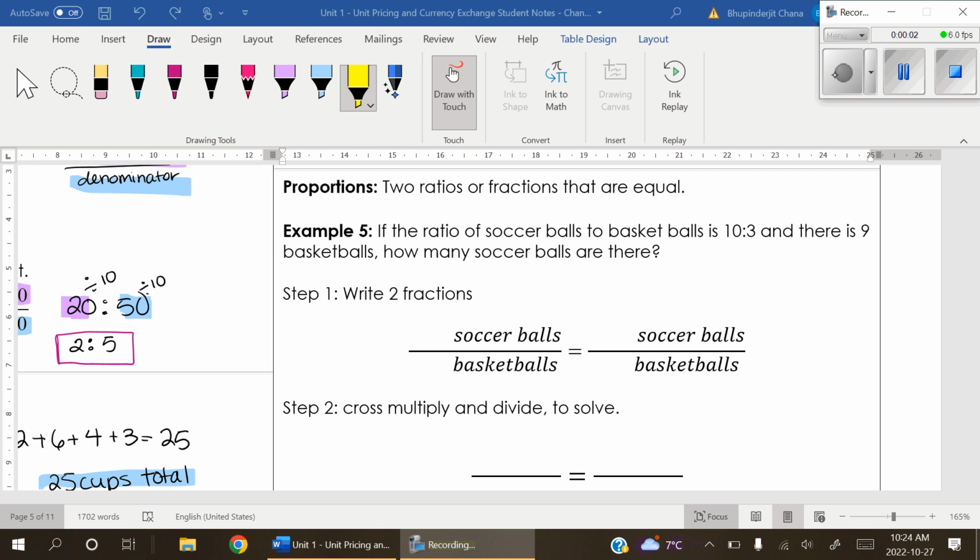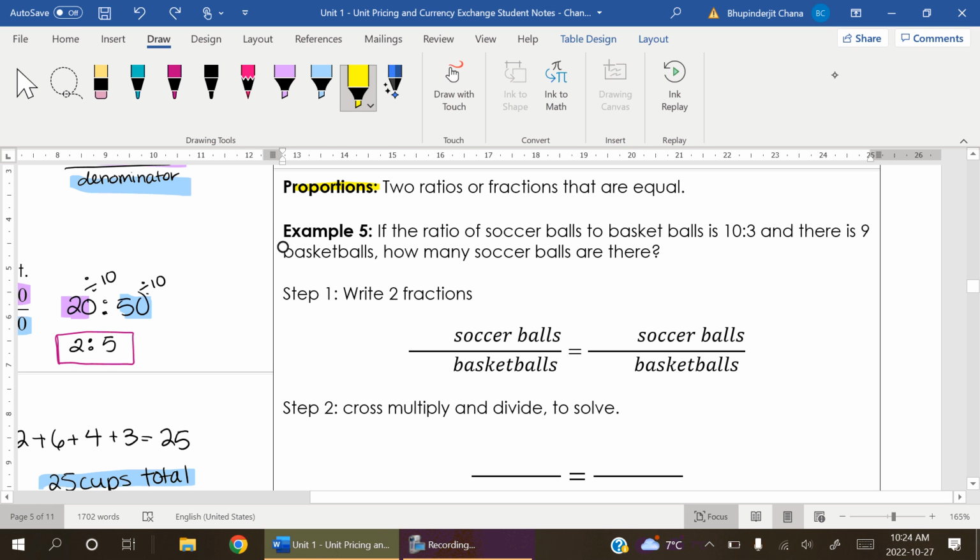All right, let's talk about proportions. Proportions are two ratios or fractions that are equal to each other. In example 5, we have: if the ratio of soccer balls to basketballs is 10 to 3 and there are 9 basketballs, how many soccer balls are there?